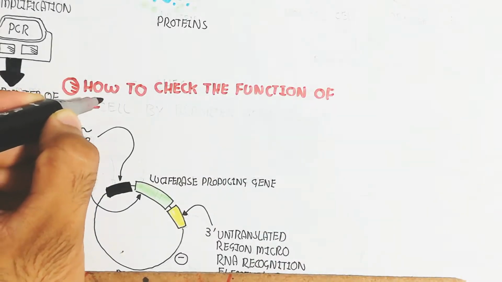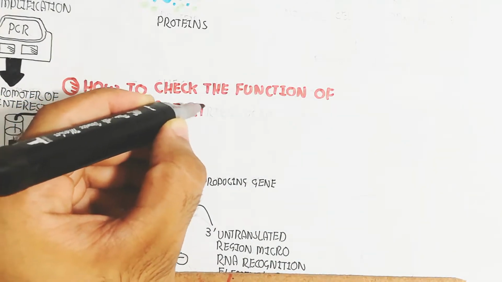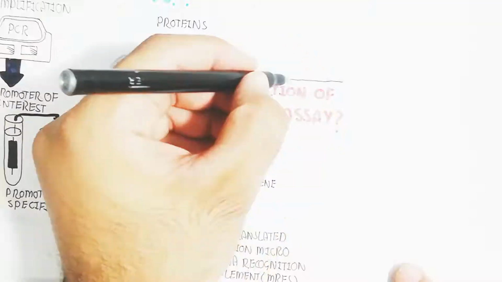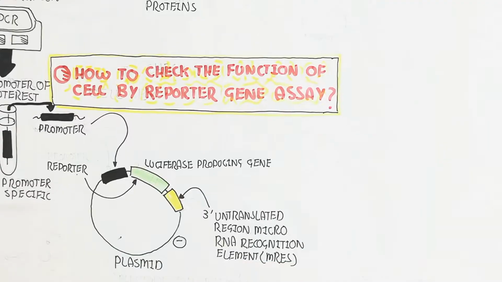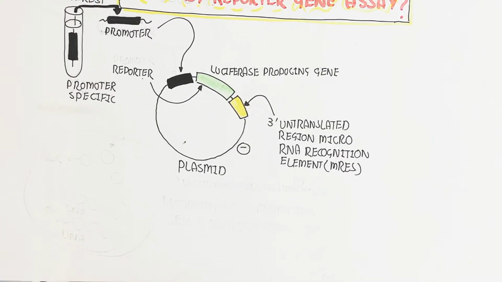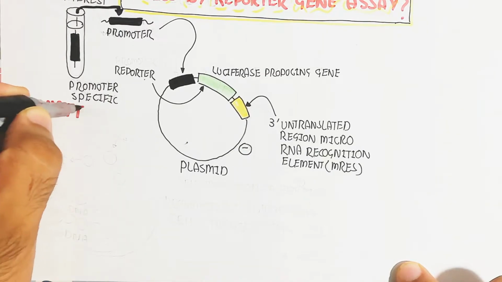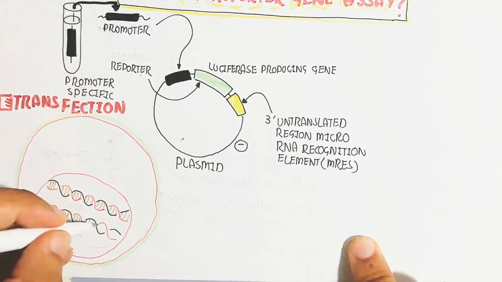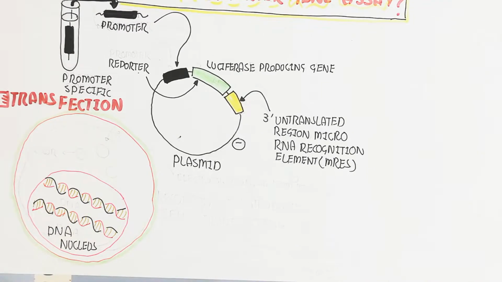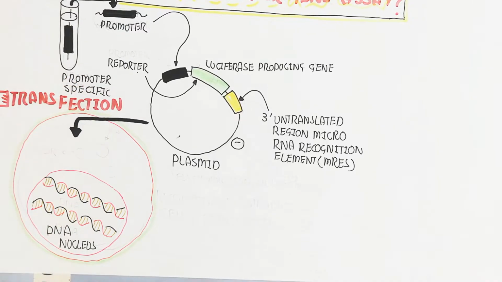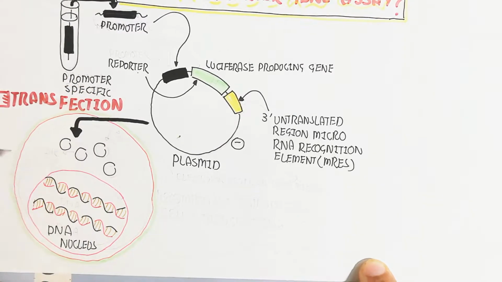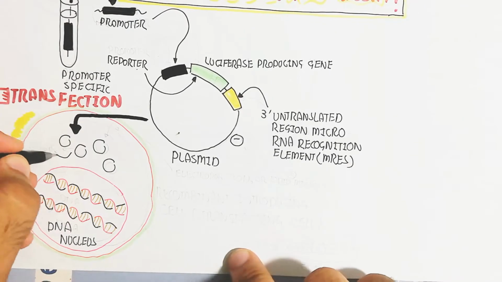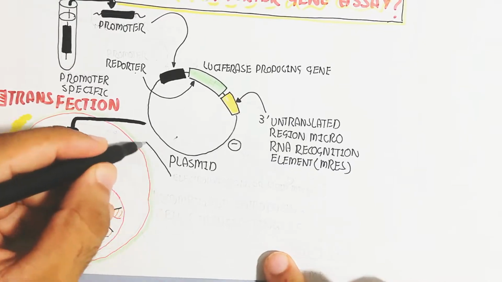So how do we check the function of the cell by reporter gene assay? First of all, we will learn what the function is. We will choose the transfecting cell. Transfection means the plasmid is inserted into the cell, and the cell is known as the transfecting cell. After the introduction of the plasmid, this cell is known as the recombinant cell.